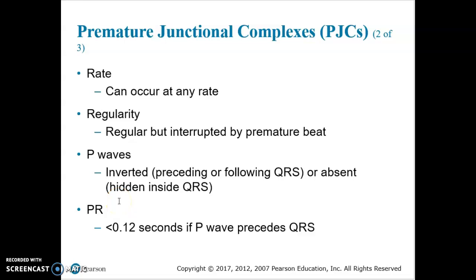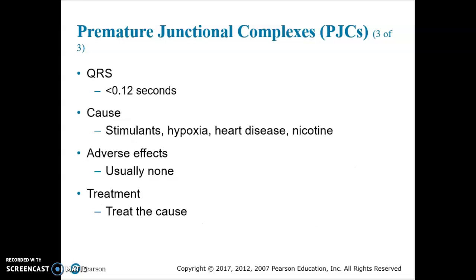With the premature junctional complex, the PR interval is less than 0.12 seconds if the P wave precedes the QRS, okay? So if we have the P wave that is in front of that QRS, then that PR interval is going to be less than 0.12 seconds. The QRS is less than 0.12 seconds, and the causes here are stimulants, hypoxia, heart disease, nicotine. There's usually no adverse effects, and we treat the cause.